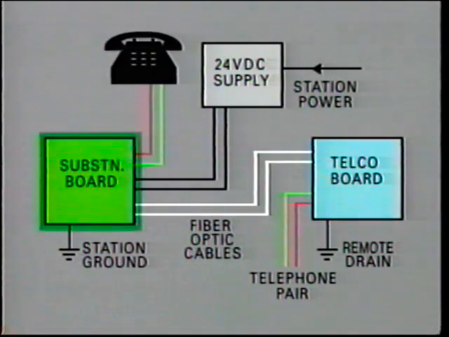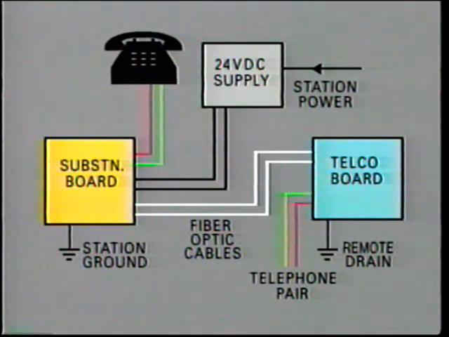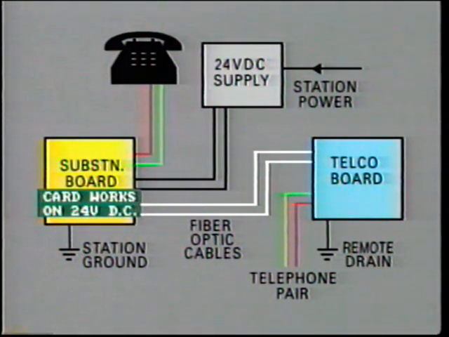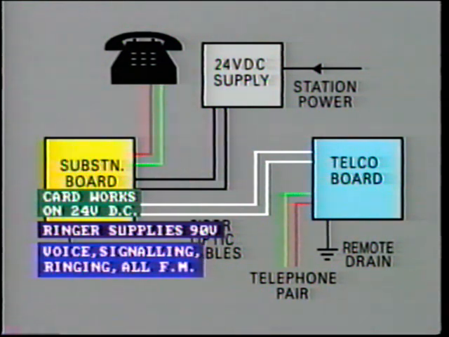A similar operation takes place at the substation connection board. In this case, the power supply is taken from the substation system itself. This may be DC or uninterruptible AC power. The card itself works on DC 24 volts. This card will supply enough current to power local telephones. The ringer supplies 90 volts to ring up to 5 phones in the substation. The voice, signaling, and ringing functions are all frequency modulated.